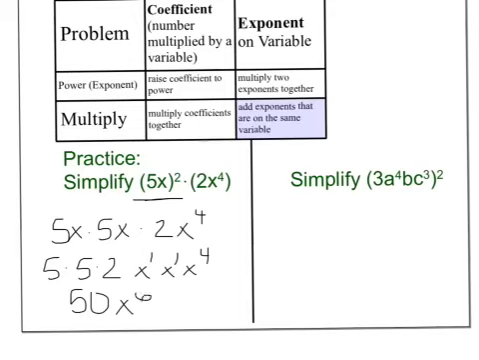So now would be a good time to pause the video and try the next one on your own before I go through it. So now that you've had a chance to try this problem, we're going to look at this one. The 3a to the 4th b times c cubed, all to the power 2, means that I'm writing this particular example twice. So I'm going to write 3a to the 4th b c cubed, and then I'm going to write it again.